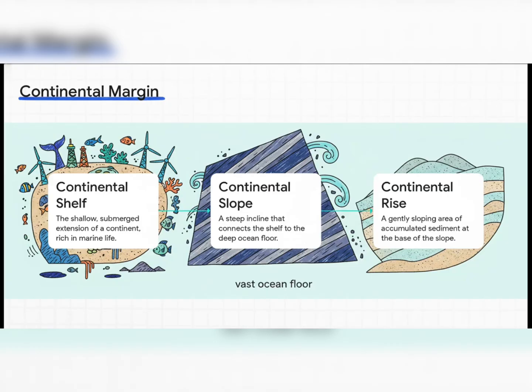So, this margin has three distinct parts. First up, you've got the continental shelf. It's pretty shallow, kind of like a submerged patio for the continent. This is where you find most of the marine life and a lot of our resources. Then, things get steep. You hit the continental slope, the true edge of the continent. And finally, at the bottom of that slope, you have the continental rise, which is like a big ramp of sediment that gently leads you down to the main event, the deep ocean floor.